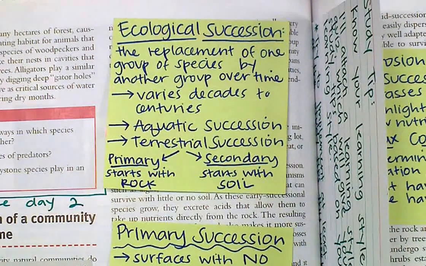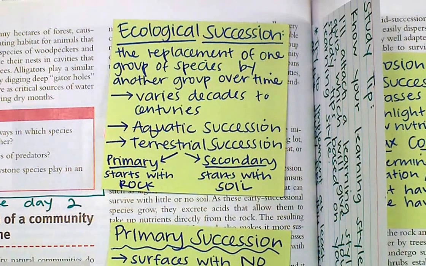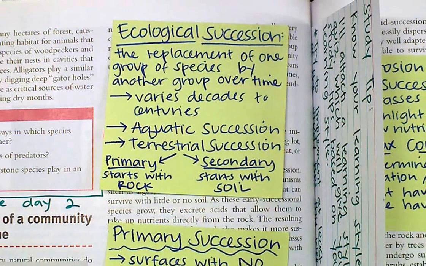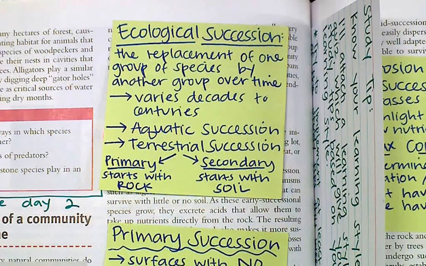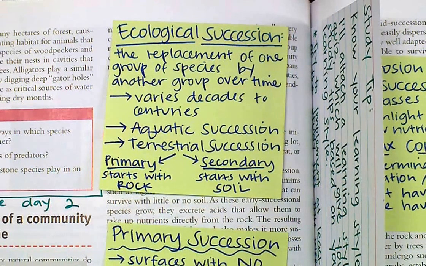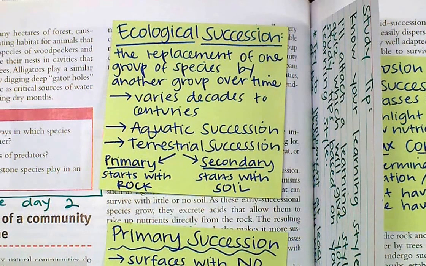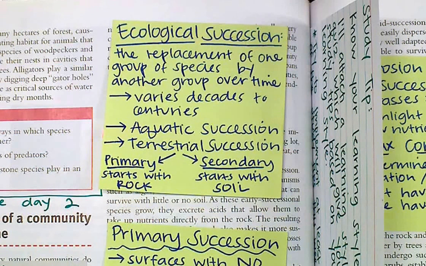First we're going to talk about ecological succession, which we talked about in class today, which is basically the replacement of one group of species by another group over time. Time is a very important word here because, as we saw today, it takes hundreds, sometimes even thousands of years to perform succession to a climax community. The time varies from decades to centuries.